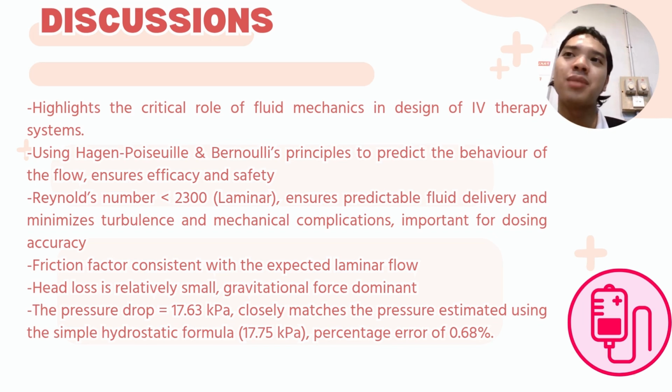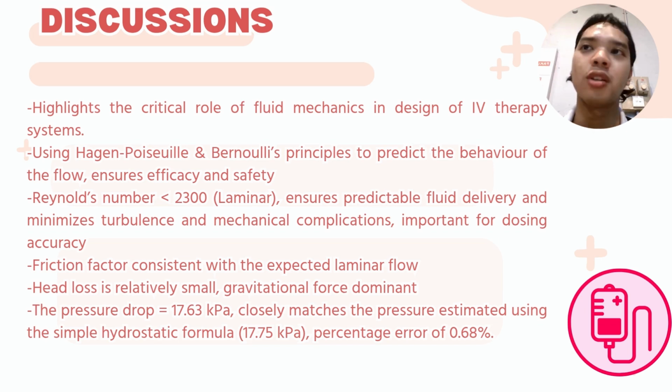The calculated Reynolds number is lower than 2,300, which confirms that this is a laminar flow. Laminar flow is important in this tubing system as it ensures predictable fluid delivery and minimizes turbulence and mechanical complications. This is important for dosing accuracy. The friction factor is consistent with the expected laminar flow, and the head loss is relatively small. This means that the gravitational force is the dominant force in this system.